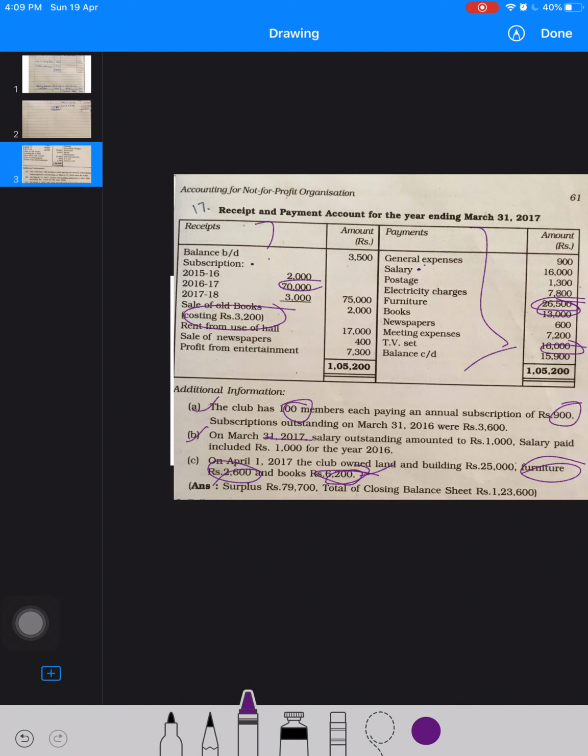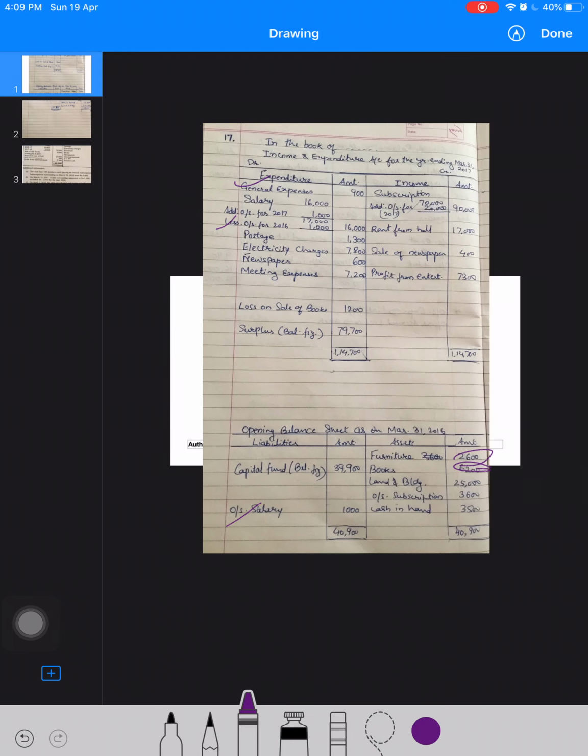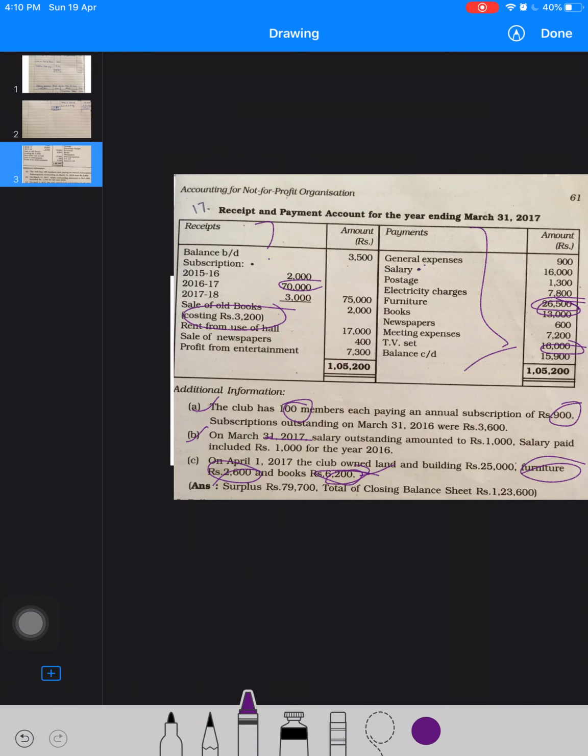Now come to the receipt side. Balance brought down, this is nothing but your opening cash balance, so the opening cash balance will go in the opening balance sheet. It's an asset, so opening cash in hand you have written 3,500. Then subscription we have taken care of.